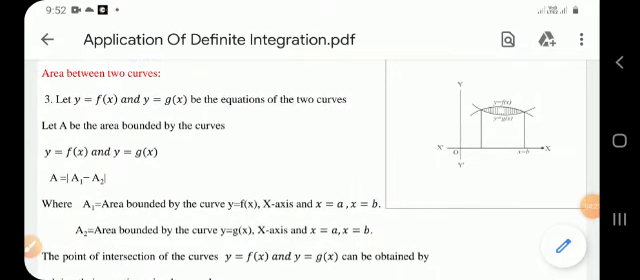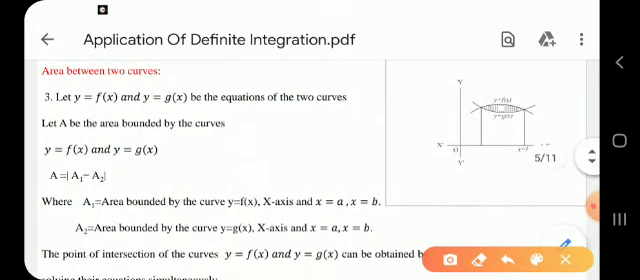In that we find the area between the two curves. Area between the two curves. We consider two curves, define this concept. Let y is equal to f of x be the first one, then y is equal to g of x be the second one, the equations of the two curves.